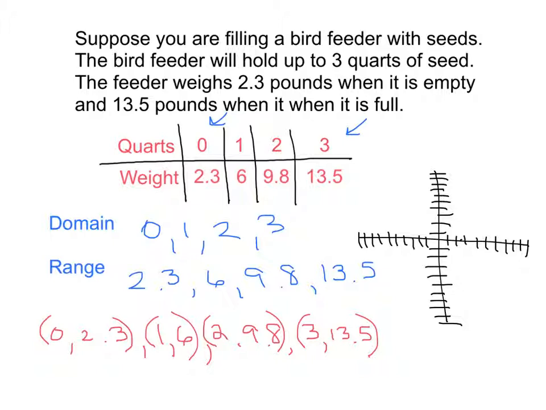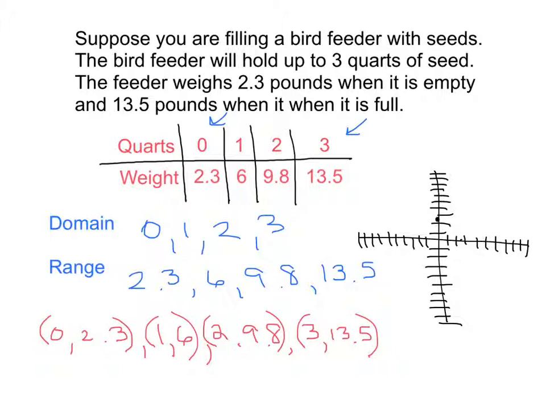Okay, so I just made 10 on each side. I know we're going to need a little bit more than 10 for the 13.5, but we can estimate. So our first set of ordered pairs is 0 on the x and 2.3 on the y. So we go over 0 and we go up approximately 2.3.